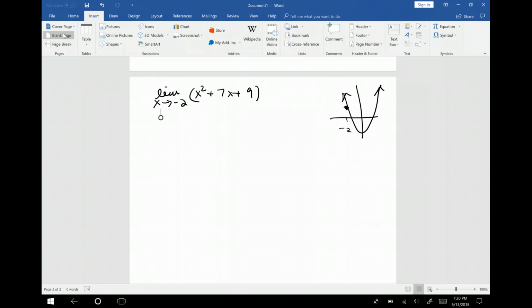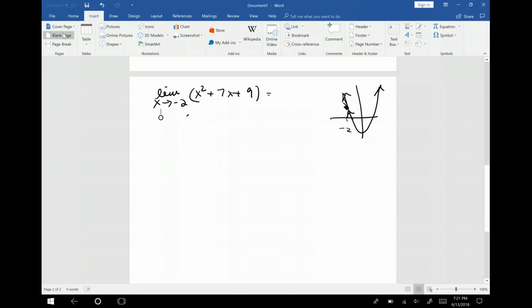It just means as we're getting close to -2, it doesn't always have to be exactly -2, but just as we're getting close to it. Maybe we're looking at -1.59 or -2.01 or something. But the first thing that we always try to do is just to input that number into the function and just see if it works.